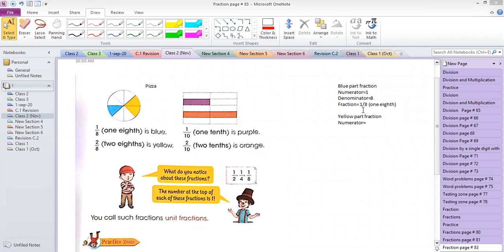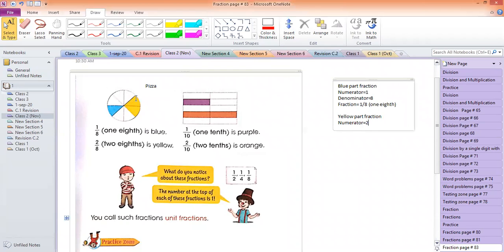So guys, the numerator is 2 here. Why 2? Because there are 2 parts shaded in yellow color. So you will write its numerator, that is 2. And what is the denominator for that? The denominator will be the same. Why? Because the denominator shows the total number of equal parts: 1, 2, 3, 4, 5, 6, 7, and 8. Total number of equal parts is 8. How will you write its fraction? You will write the numerator first, 2 by 8. And how will you read it? You will say it's 2 8.